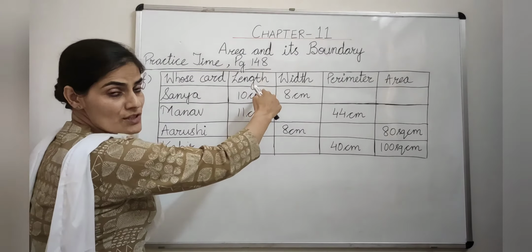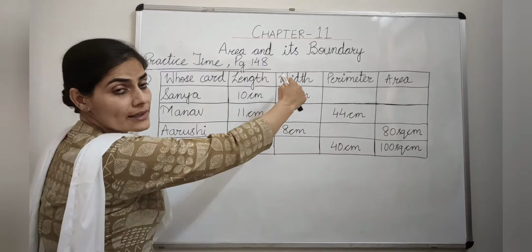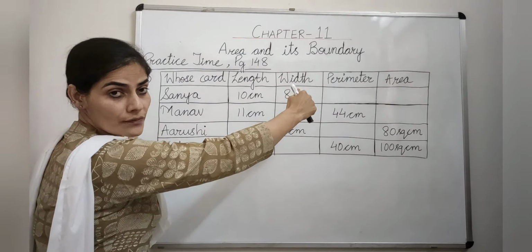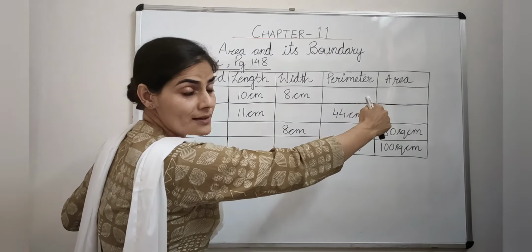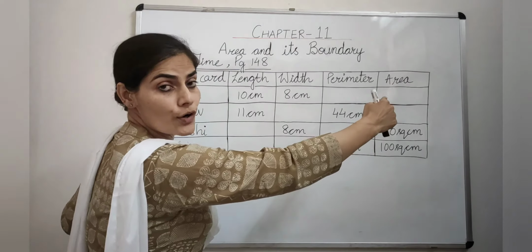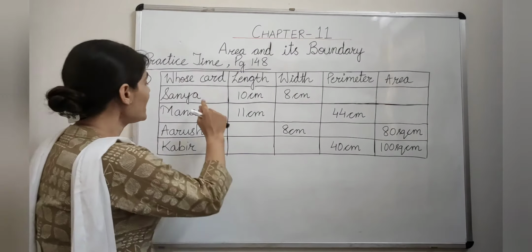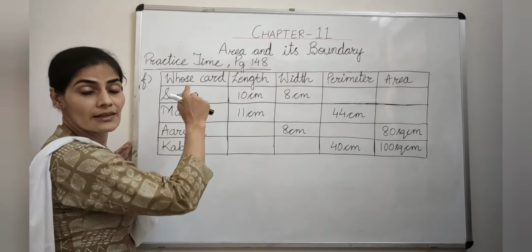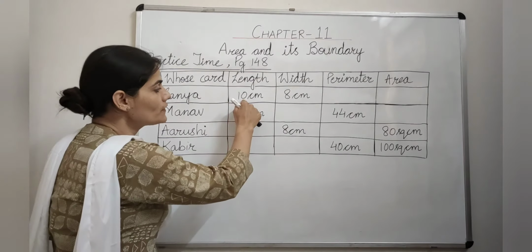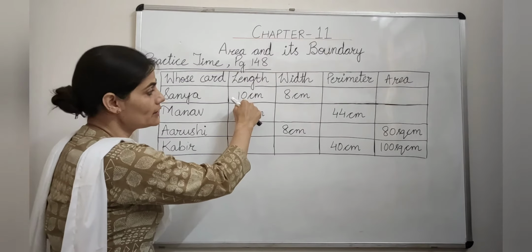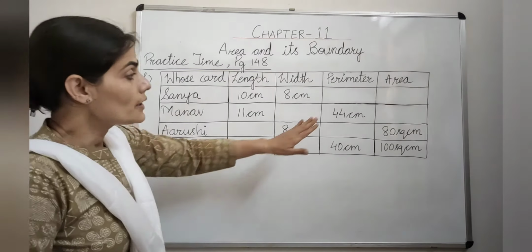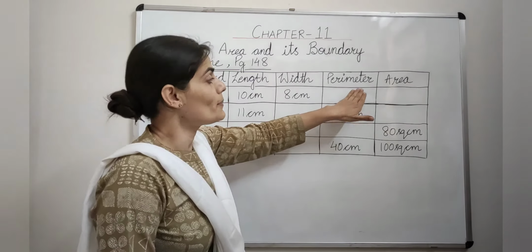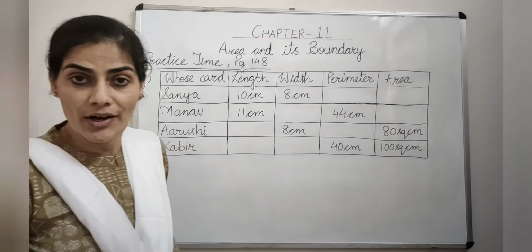The next column is for the length of the card. The next one is for width of the card. The fourth column is for perimeter. And the last one is for area. So, let's look at Sanya's card. The length of the card is 10 cm. The width of the card is 8 cm. Now, we need to find the perimeter and area of the card.